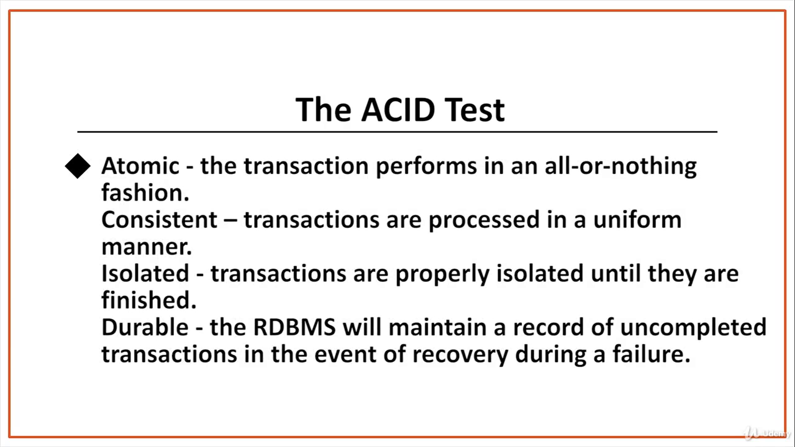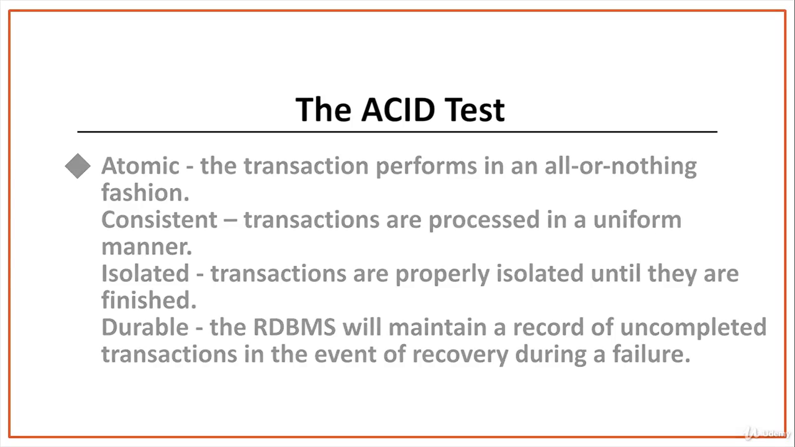Atomic. The transaction performs in an all-or-nothing fashion. Consistent. Transactions are processed in a uniform manner. Isolated. Transactions are properly isolated until they are finished. Durable. The RDBMS will maintain a record of uncompleted transactions in the event of recovery during a failure.